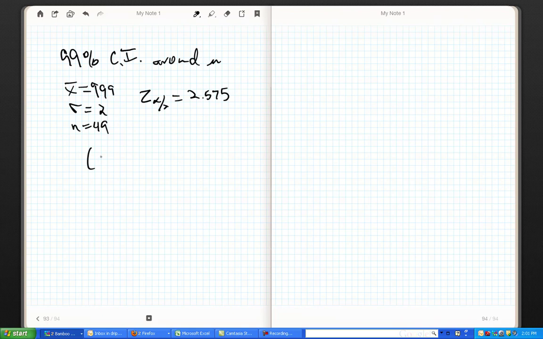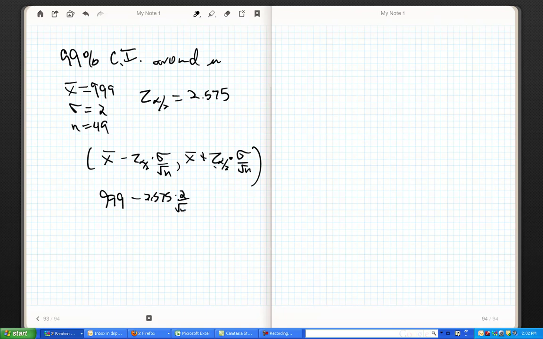All right, so here we go. Remember, it's x bar minus z alpha halves times sigma over root n, comma, x bar plus z alpha halves times sigma over root n. I'm kind of breaking my rules about fractions here. I usually don't build them on diagonals, but that is what it is. Then plug and chug. So 999 minus 2.575 times 2 over root 49, and 999 plus 2.575 times 2 over root 49. And let's see what we get.